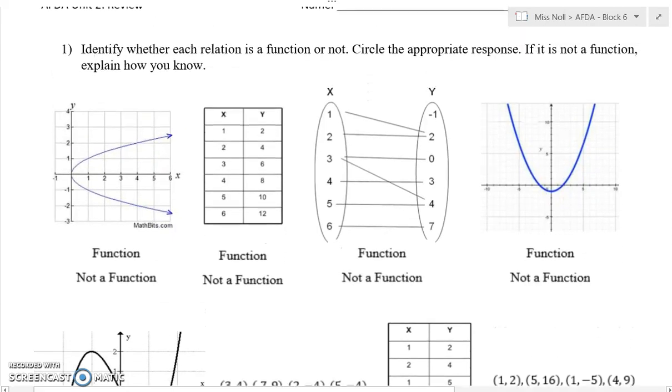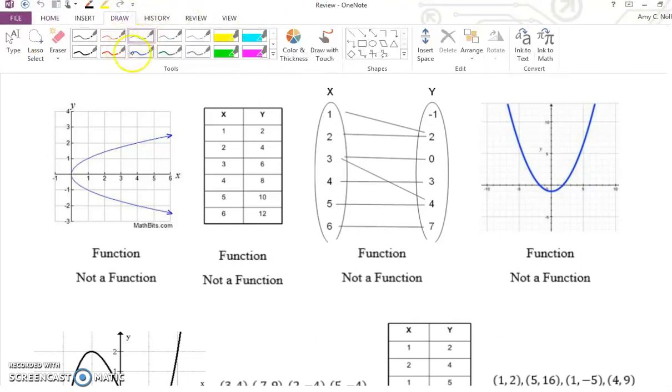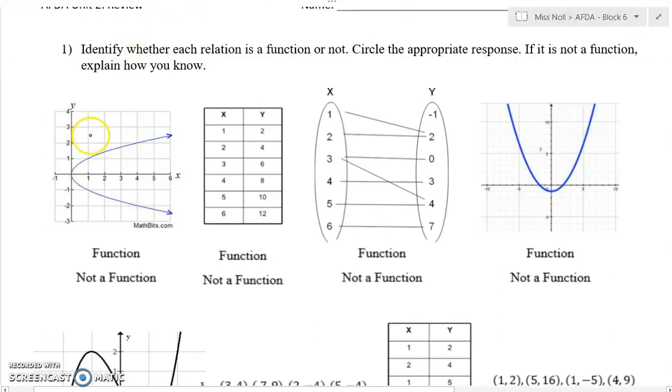So for the review of whether it is a function or not, if you have a graph, you want to see if it passes the vertical line test. For the vertical line test, you imagine a bunch of vertical lines. It fails the vertical line test if any of those lines passes the graph in 2 points. When that's the case, it is not a function.